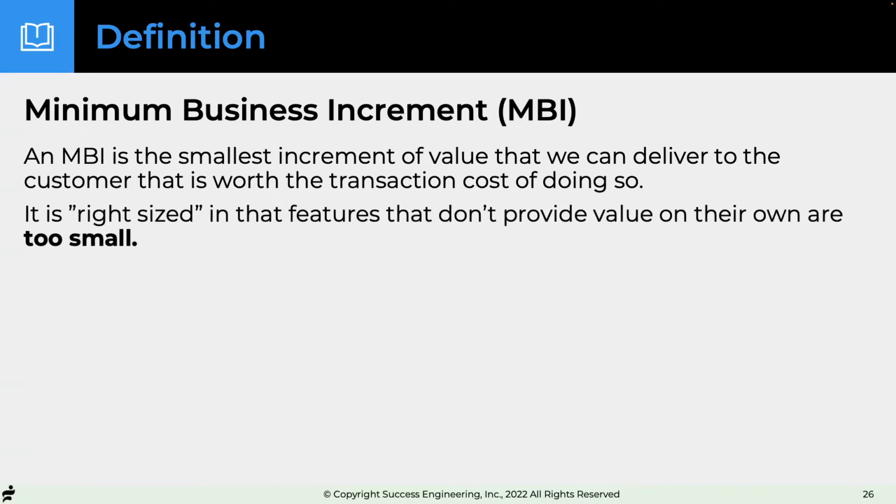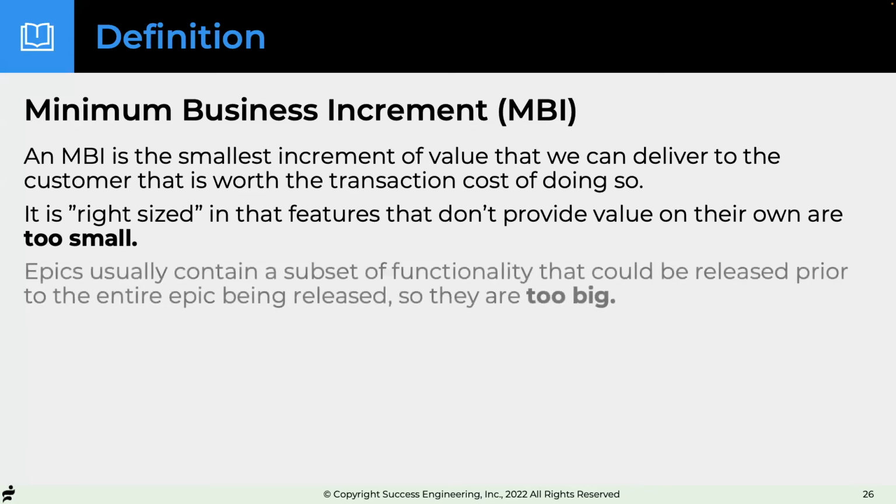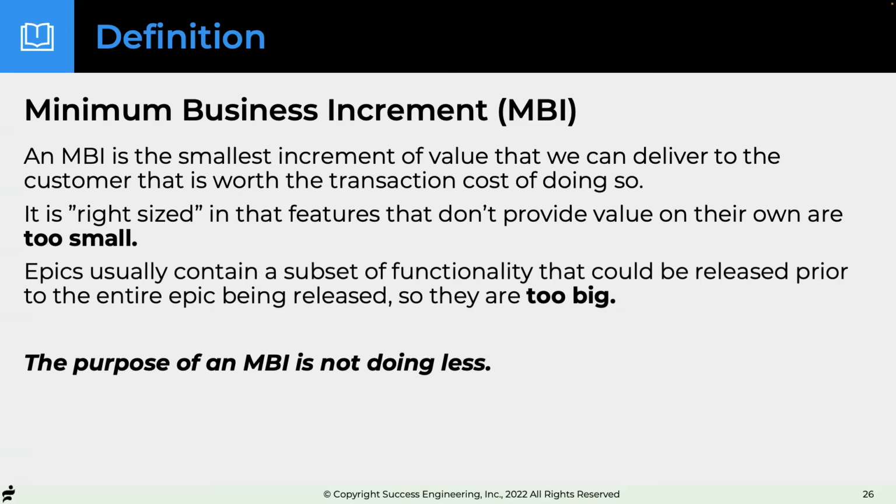It's right size. Think about it. Features like fast forward on a DVD is too small to release if you don't have fast reverse. Okay. Epics contain things that are just too big. You're not going to do the whole epic, at least in the way SAFe defines them. So MBIs are kind of the right size. It's not about doing less. It's what can you deliver soonest.